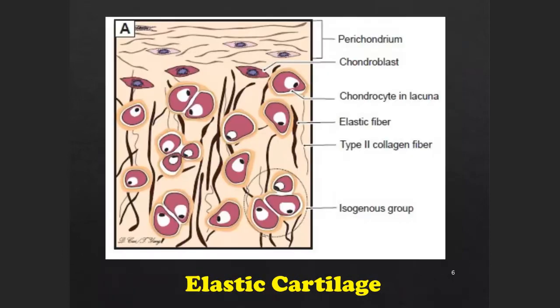Okay. Now coming to elastic cartilage. Again, this will be the same. It will have perichondrium, it will have chondroblast, and they will have chondrocyte. Now, what is different? The difference is this structure. Can you see these black, big lines? These are your elastic fibers. That is why it is called elastic cartilage. The only difference between hyaline and elastic cartilage is that in this you will have elastic fibers.